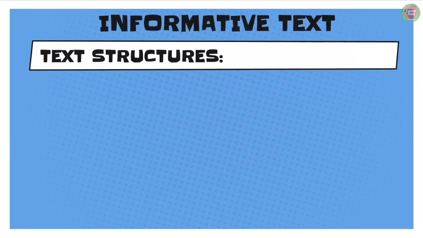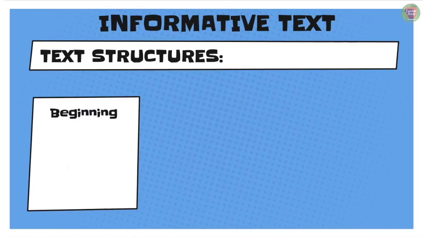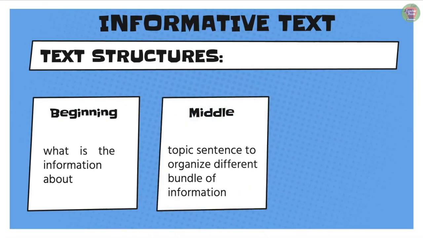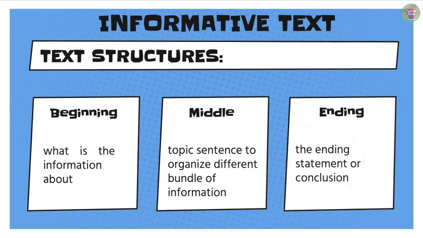The text structures of an informative text are beginning, what the information is about; middle, the topic sentence to organize different bundles of information; and ending, the statement or conclusion.